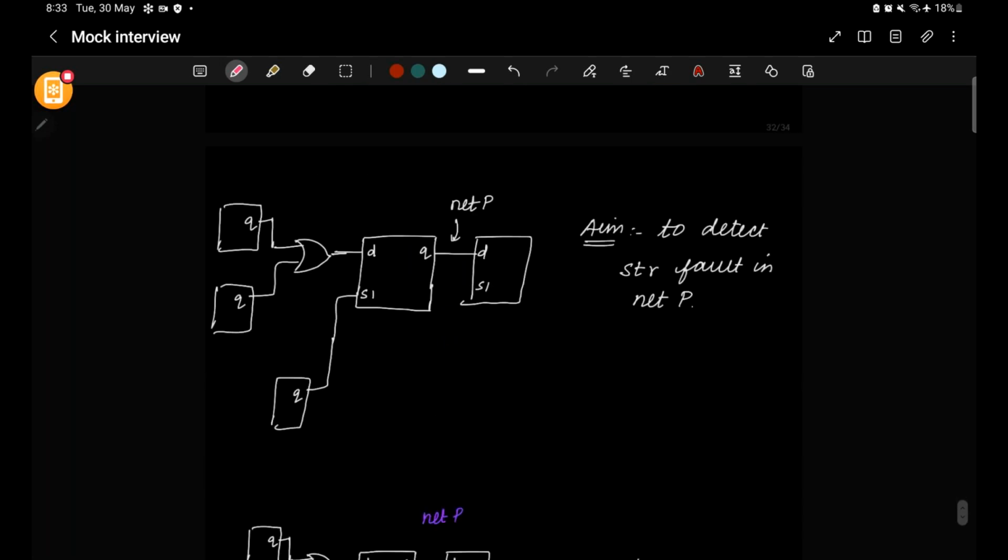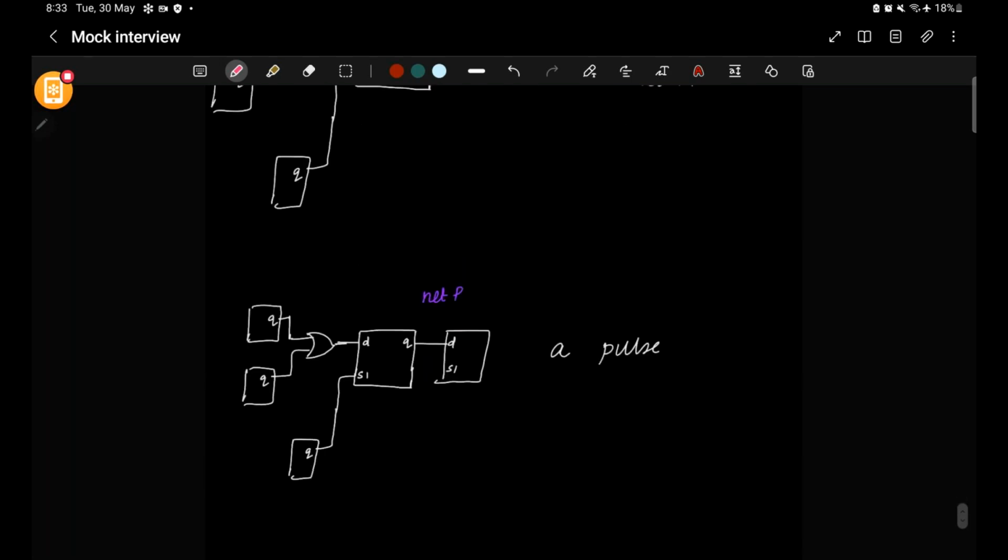So now what has to happen? Previously, it will try to bring a slow to rise transition. So this has to be 0. First, it will try to bring a rise transition here. So here it has to detect a slow to rise transition, so slow to rise fault. So it will try to bring a rise transition in net P. So here it is 0. So if it is 0 here, then this flop has to hold a 0 value. This is during A pulse.